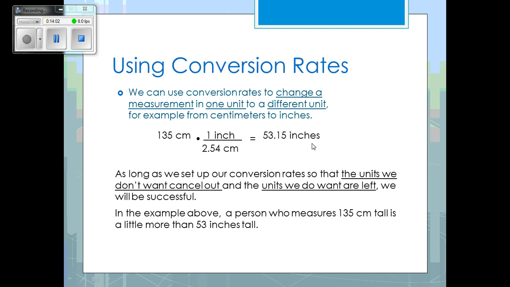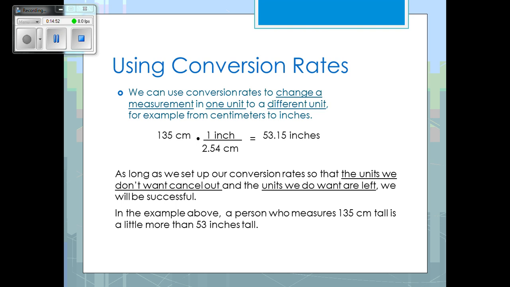hundredths of an inch. As long as we set up our conversion rates so that the units we don't want cancel out and the units we do want are left, we will be successful. In this example, it's the centimeters that are going to cancel each other out. Just like if we had a 5 in the numerator and a 5 in the denominator, 5 divided by 5 is 1. We can use that same concept. Centimeters divided by centimeters is going to be 1. So our centimeters cancel and our inches are left. In the example above, a person who measures 135 centimeters tall is a little more than 53 inches tall.